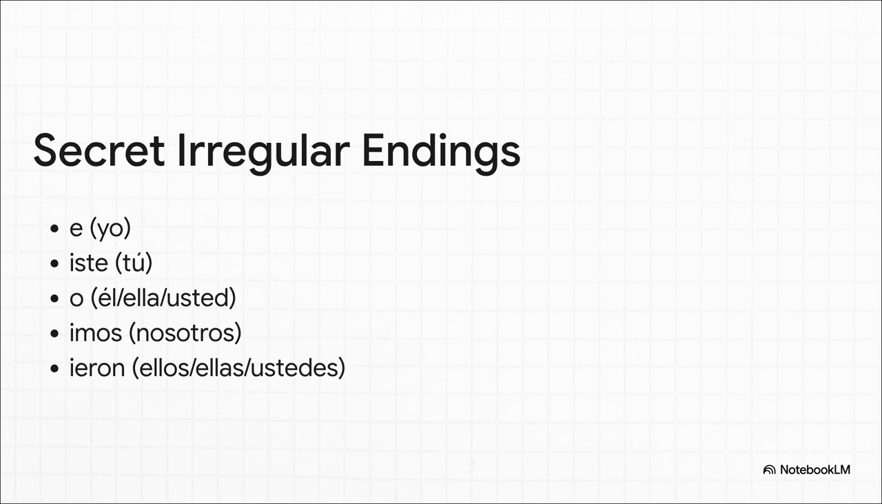Instead of memorizing a totally different ending for every single irregular verb, you just need to memorize this one master list. That's it. The only thing that changes is the root of the verb. Once you have the root, you just snap these endings right on, like Lego pieces.